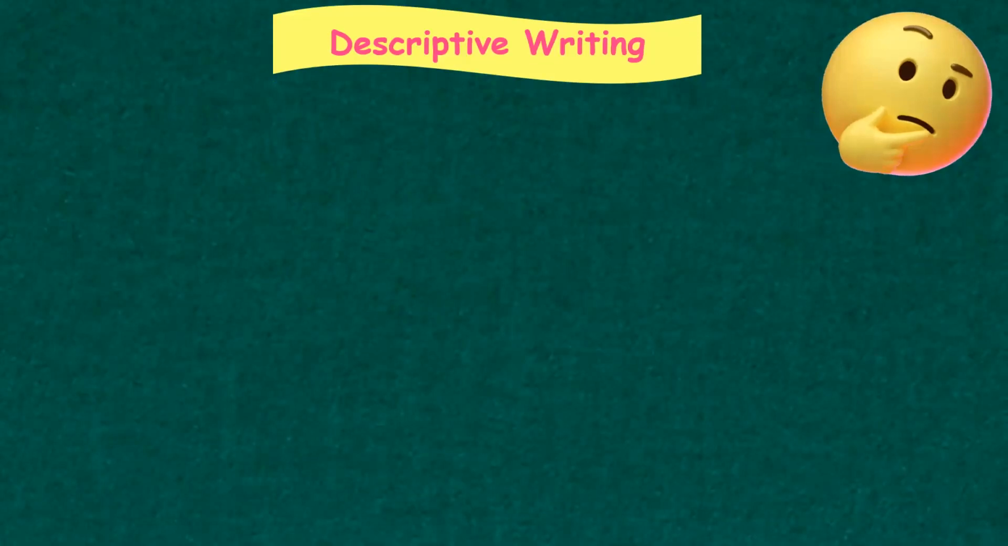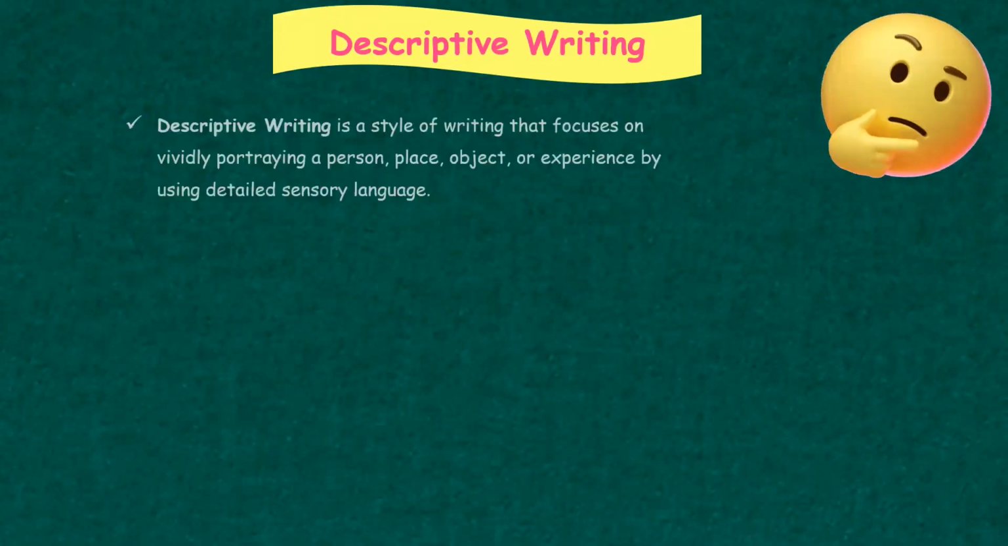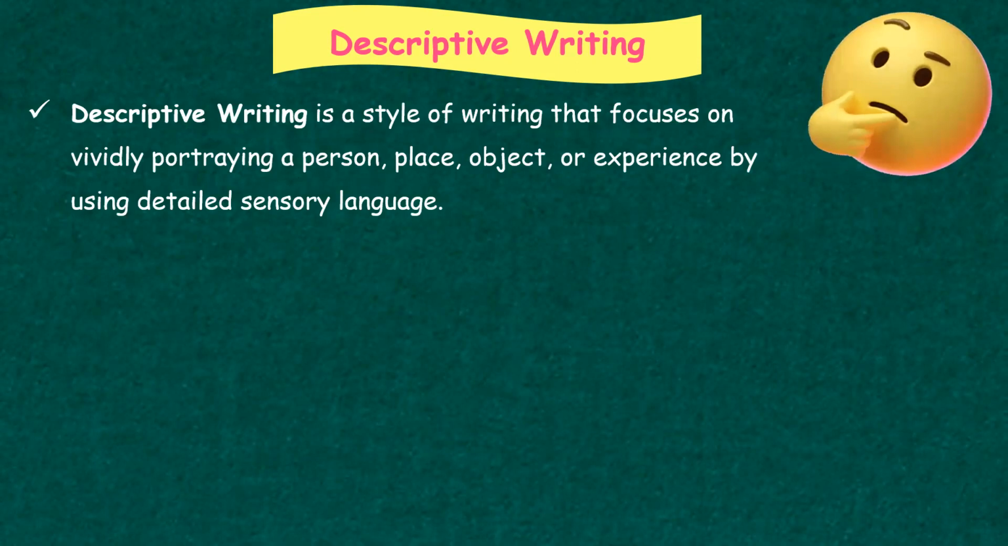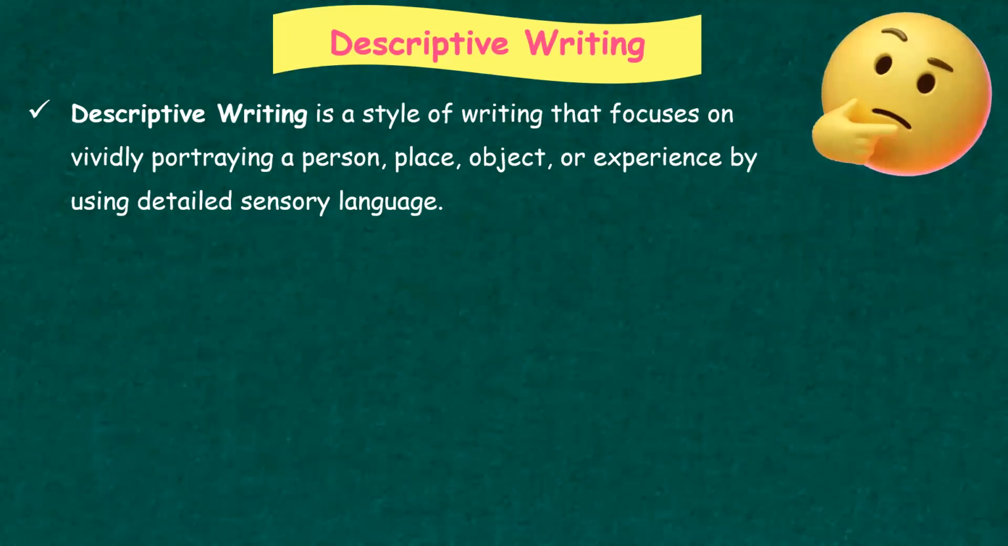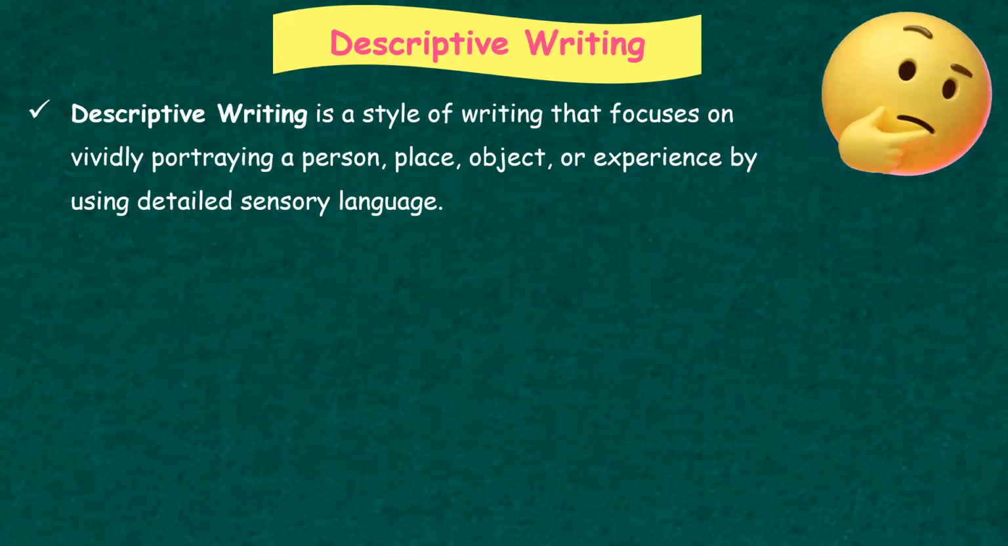First of all, descriptive writing. Have you ever thought about descriptive writing? What comes to your mind when we talk about descriptive writing? Descriptive writing is a style of writing that focuses on vividly portraying a person, place, object, or experience by using detailed sensory language. Descriptive writing is where we describe some person, place, object, or experience, and we use sensory language. We use figurative language in this style of writing.